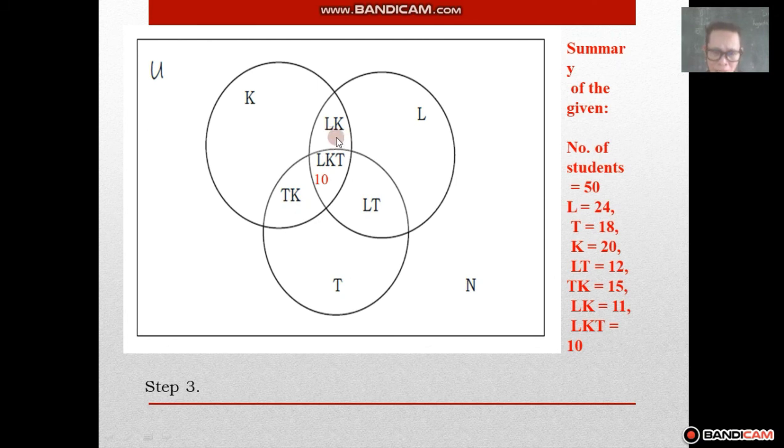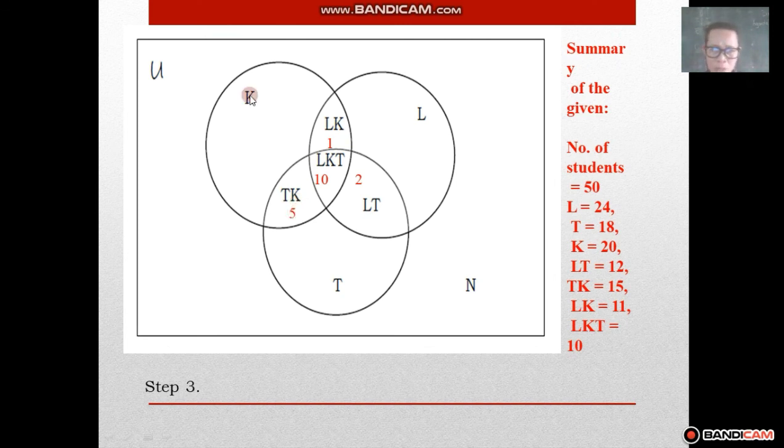It's up to you which of these to determine first, but in our case, let's first determine the value of LK. Since LK, based on the given, is 11, and we already have 10 here, LK is 1. Then LT, based on the given value, is 12. Since we already have 10 here, LT is 2. Then TK, based on the given, we have 15. We already have 10 here, so TK therefore is 5.